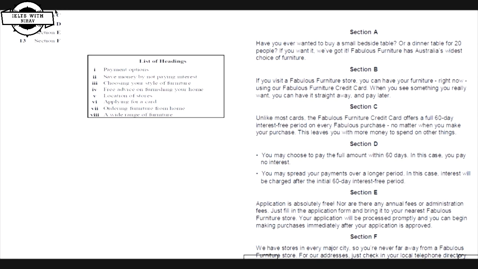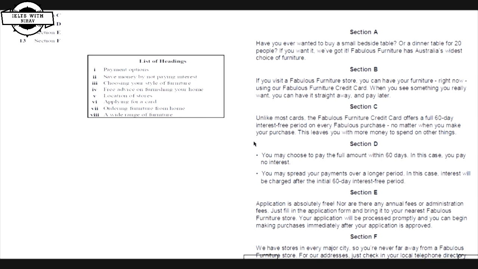So let's switch to paragraph C. As I already shared tips with you, friends, first of all you have to read the headings. Second tip is read 2 or 3 lines. If you didn't understand, search for keywords, and even if it isn't working, then you have to read the whole paragraph. So let's start from section C. Unlike most cards, the Fabulous Furnished credit card offers a full 60-day interest-free period. Here I am stopping myself. I read one line: 60 days interest-free period.